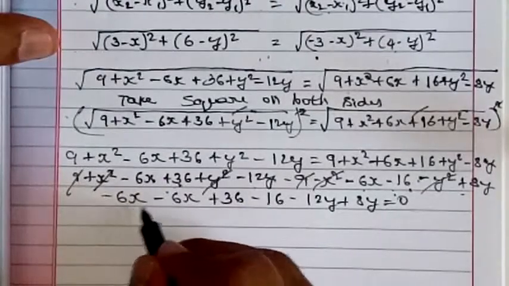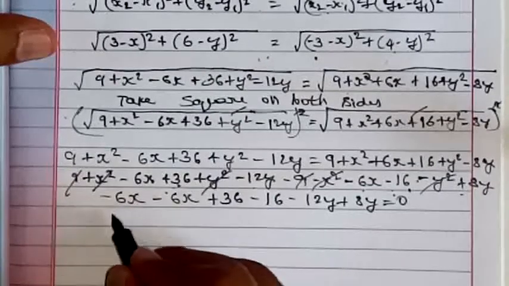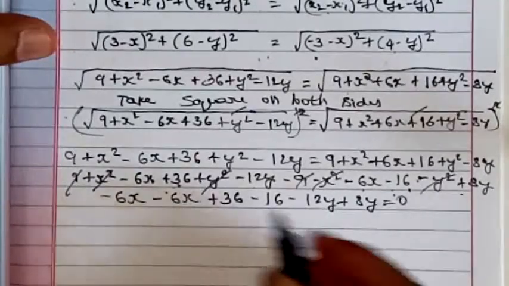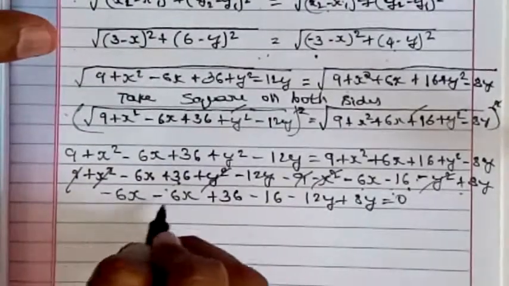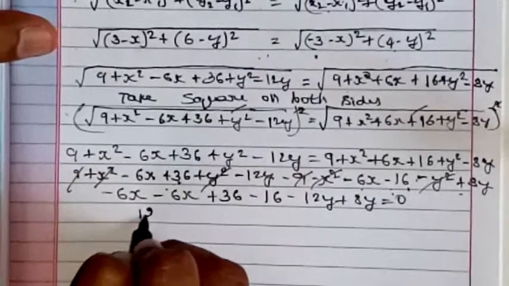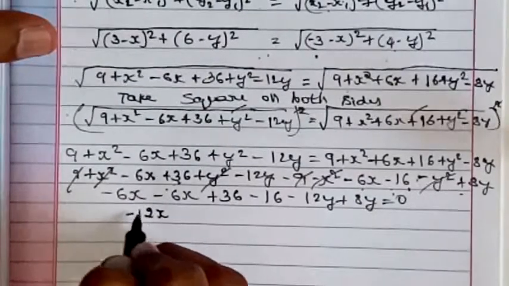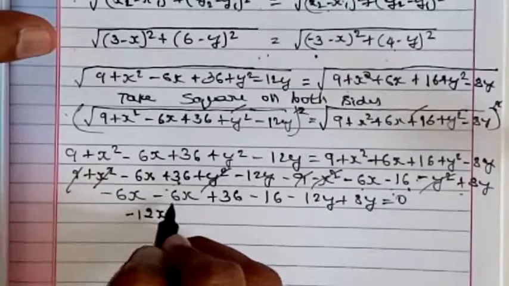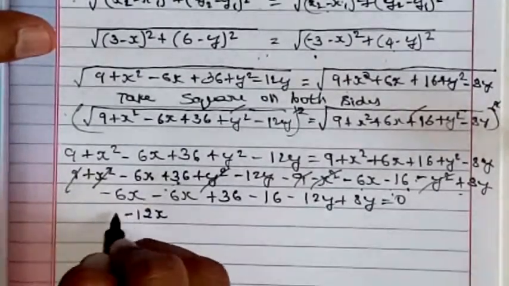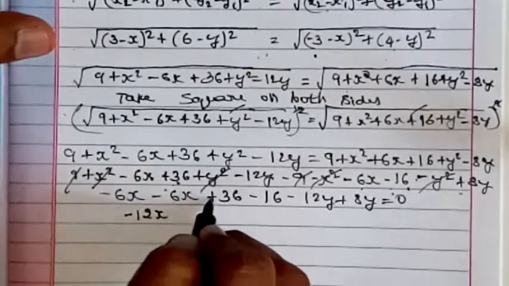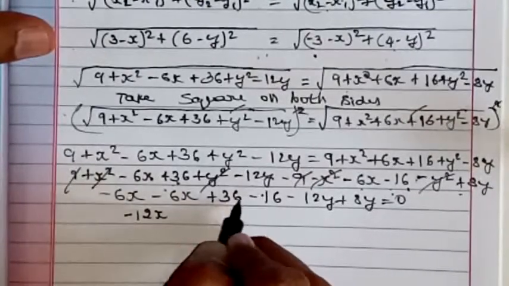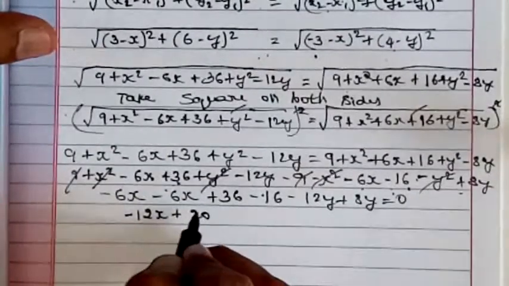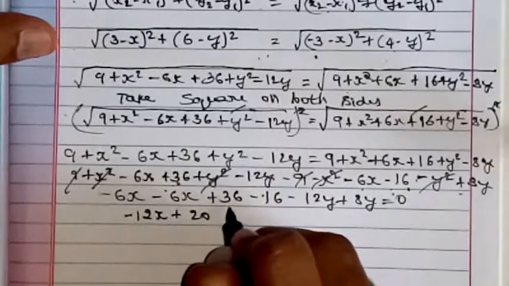Now, add or subtract the same variable. So I'll take the x variable right now. Minus 6x and minus 6x: minus into minus is plus, so therefore you need to add. So 6x plus 6x is nothing but 12x, and the sign is that of the biggest number. Both numbers are 6, so write down the symbol: minus 12x. Plus 36 minus 16 is plus 20, right? So therefore we have finished this one.